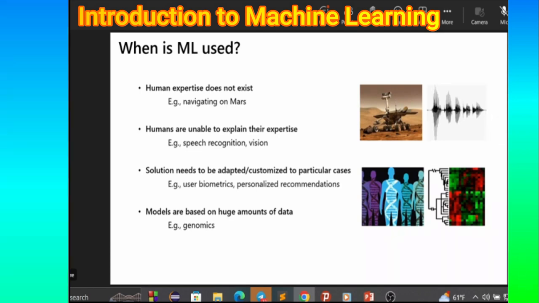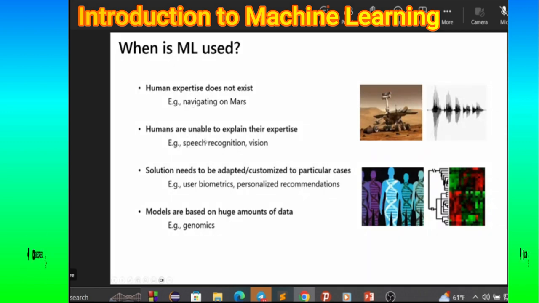Among the scenarios where machine learning can be used are situations where human expertise doesn't exist. For example, you cannot send people to navigate Mars, so you would have to use robots to do navigation on Mars. So you will need this kind of intelligence. That intelligence can be trained using data, and you can create artificial intelligence based robots, and the underlying model is a machine learning model that drives the mechanics of the robots.